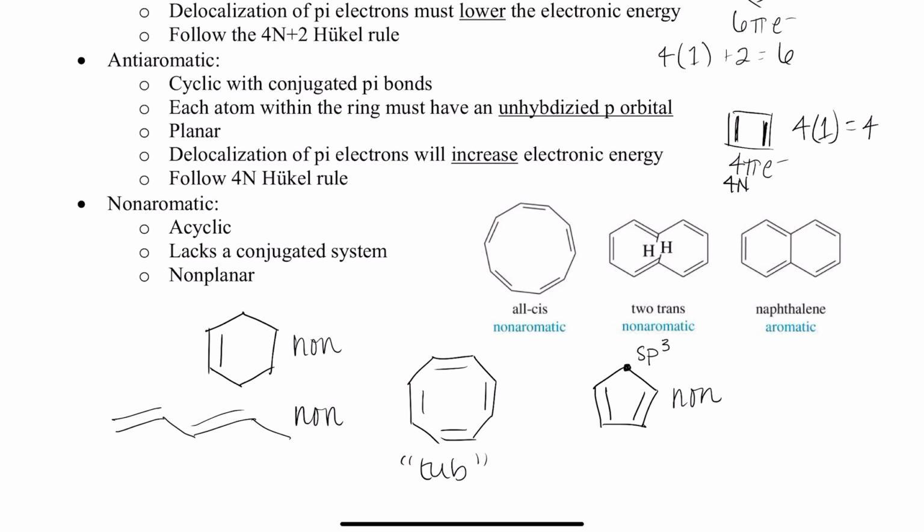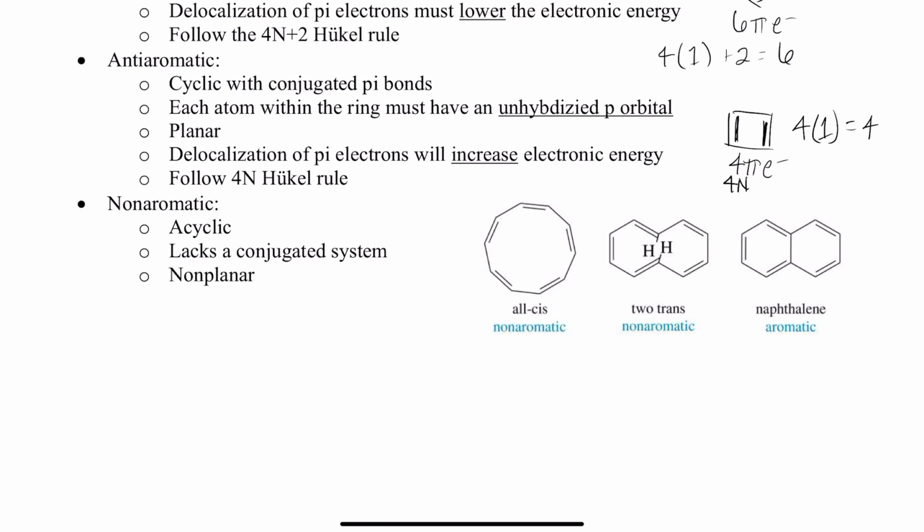If we look at some 10-annulene examples right here, this structure right here would be non-aromatic because there is so much ring strain within all of these cis double bonds. Whereas this structure over here, because of the 2 trans double bonds, our hydrogens are going to interfere with each other. It's a non-planar structure. This is non-aromatic.